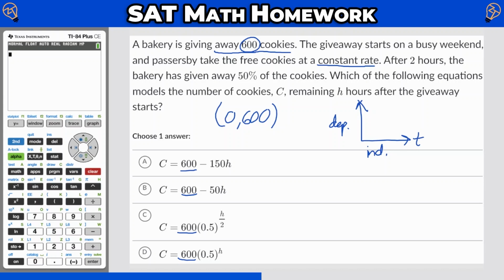So we have 0, 600 as one ordered pair. For the second ordered pair, it's saying after 2 hours, he gave away 50%. So if the bakery gave away 50%, well, how many cookies do we have at this point? Initially, we had 600. Now we have half the cookies gone. In other words, we have half the cookies remaining. So at this point, because of the fact that we recognized that the cookies are being given away at a constant rate, which is linear in nature.